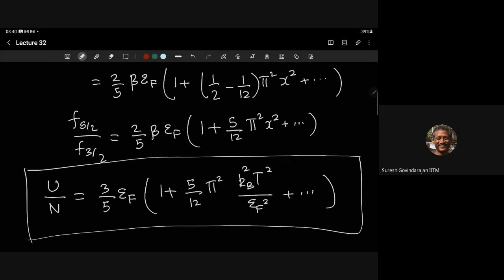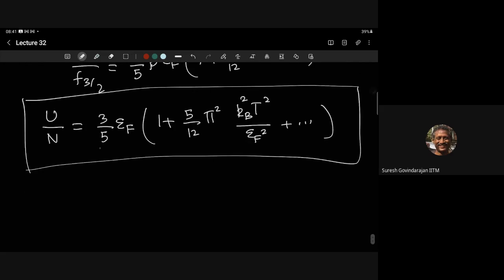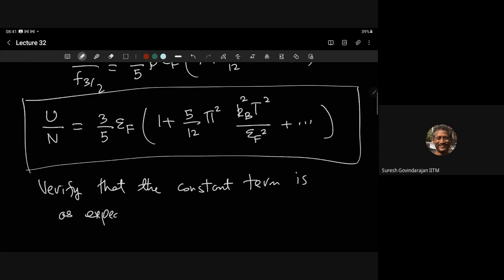Okay. So this is the final answer, which I believe is correct. Is it correct? Yeah. Okay. So again, you can go back and just compute. So verify that the constant term is as expected. Because this is very easy to do.